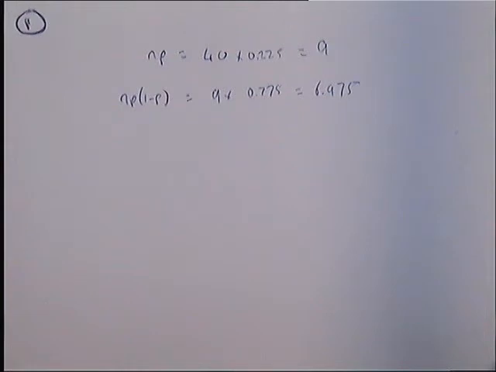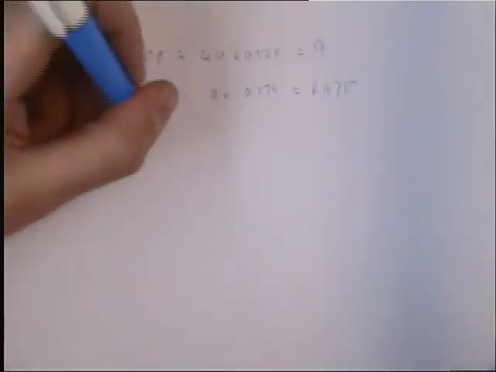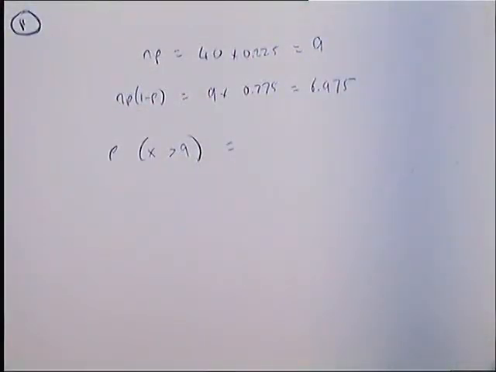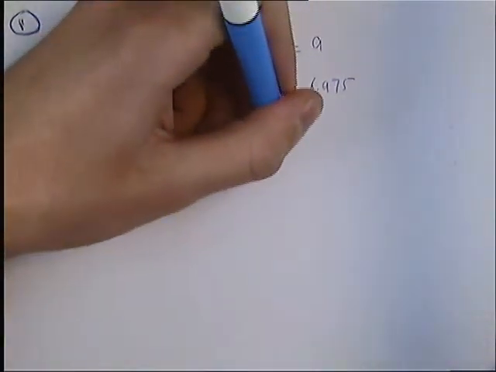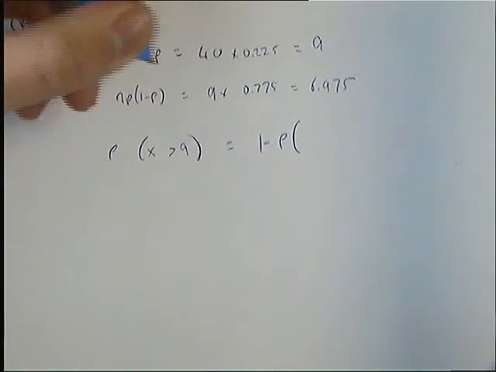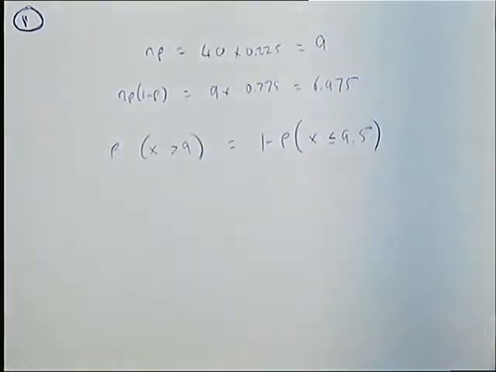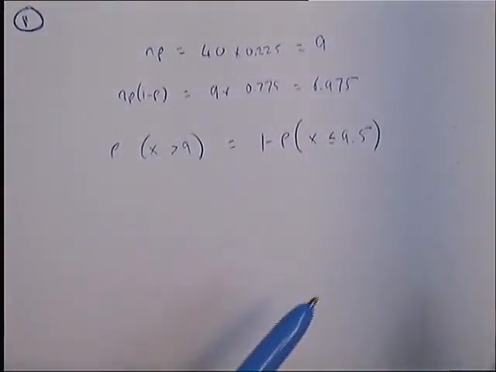And then what I did from there was, it tells you in the question the probability that more than 9 of them hit the ball. So what you do is you say the probability that x is greater than 9, which you can put equal to 1 minus the probability that x is less than or equal to 9.5, because in the first place it was binomial, but now you've got to translate that into normal, so you've got to make it 9.5. So that's using the continuity correction.